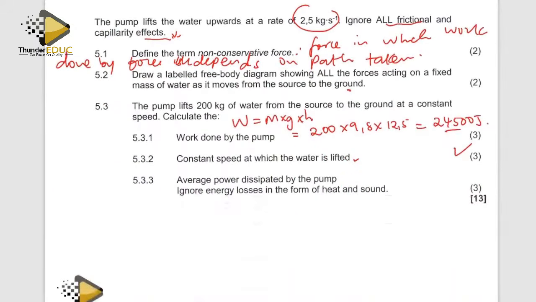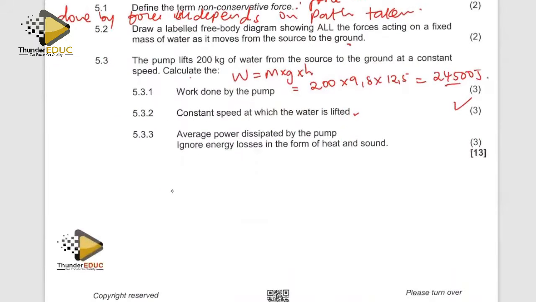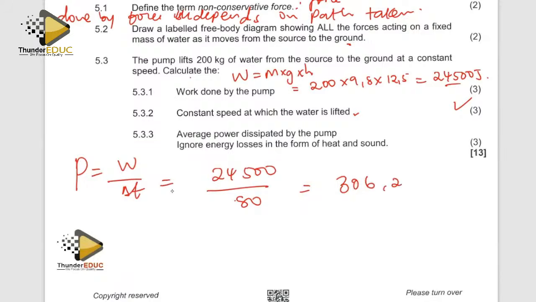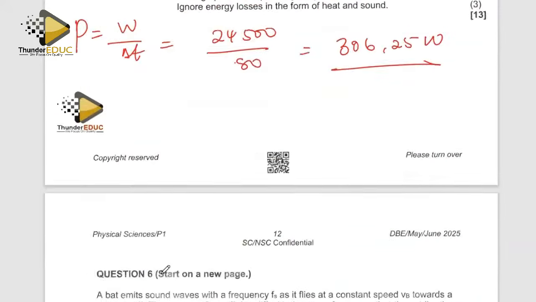Then 5.3, they want the average power that is dissipated by the pump. So for average power, I can get the work done divided by the delta t. So the 24,500 divided by the delta t, which is 80. Wow, it was a tricky question, but I believe it was a doable work energy kind of question. So that is 306,25 watts for the power. So that is question number 5.